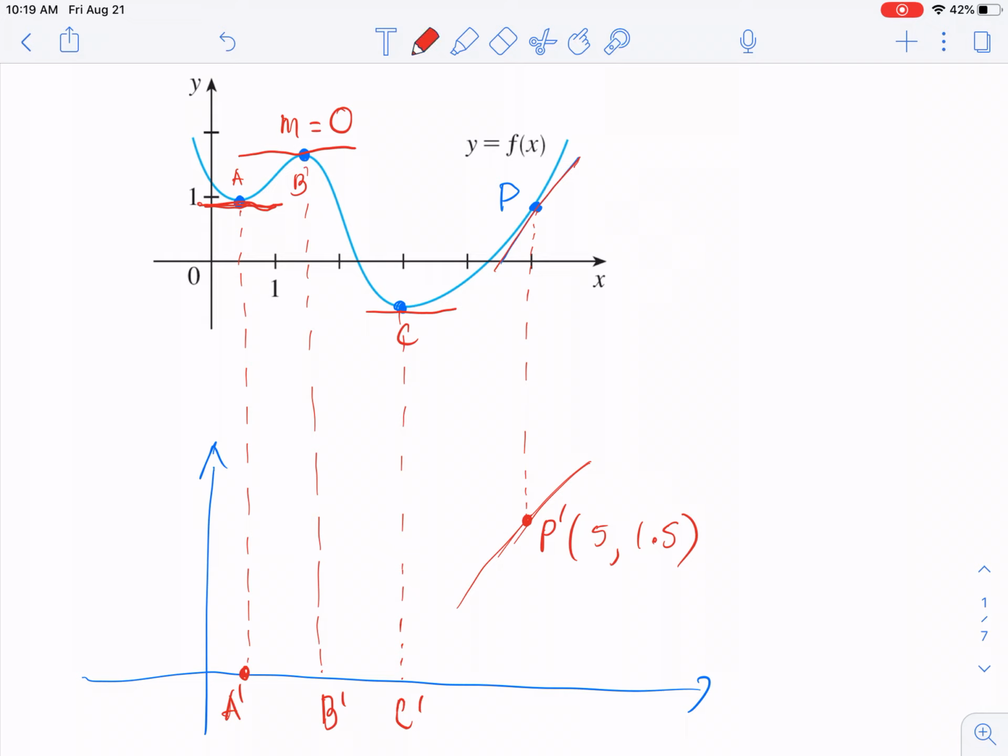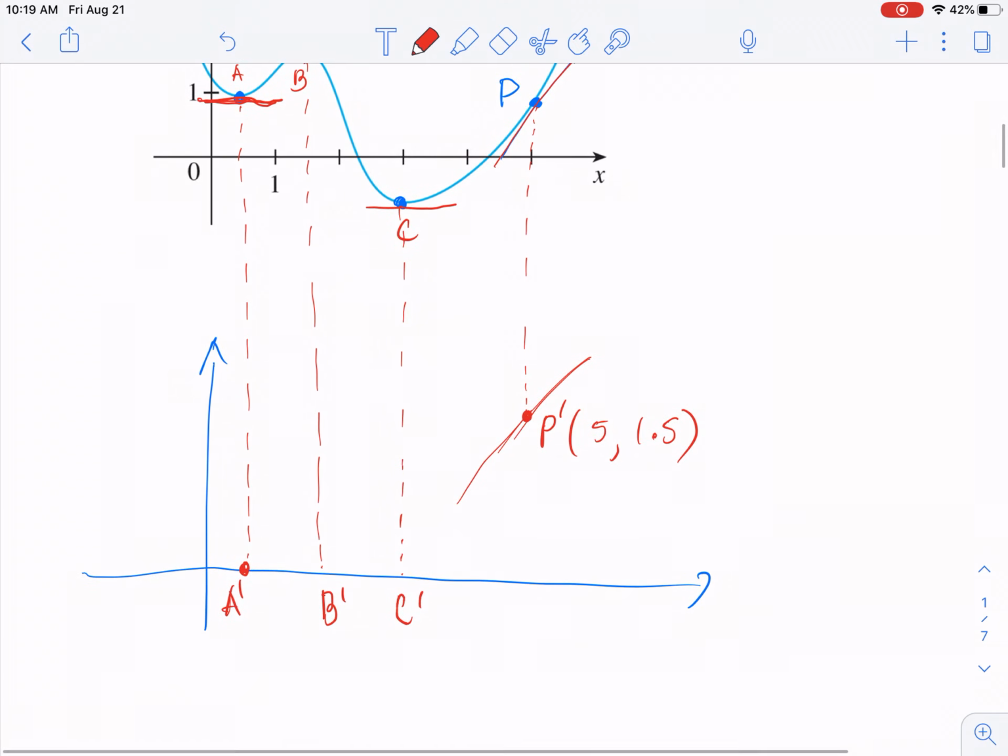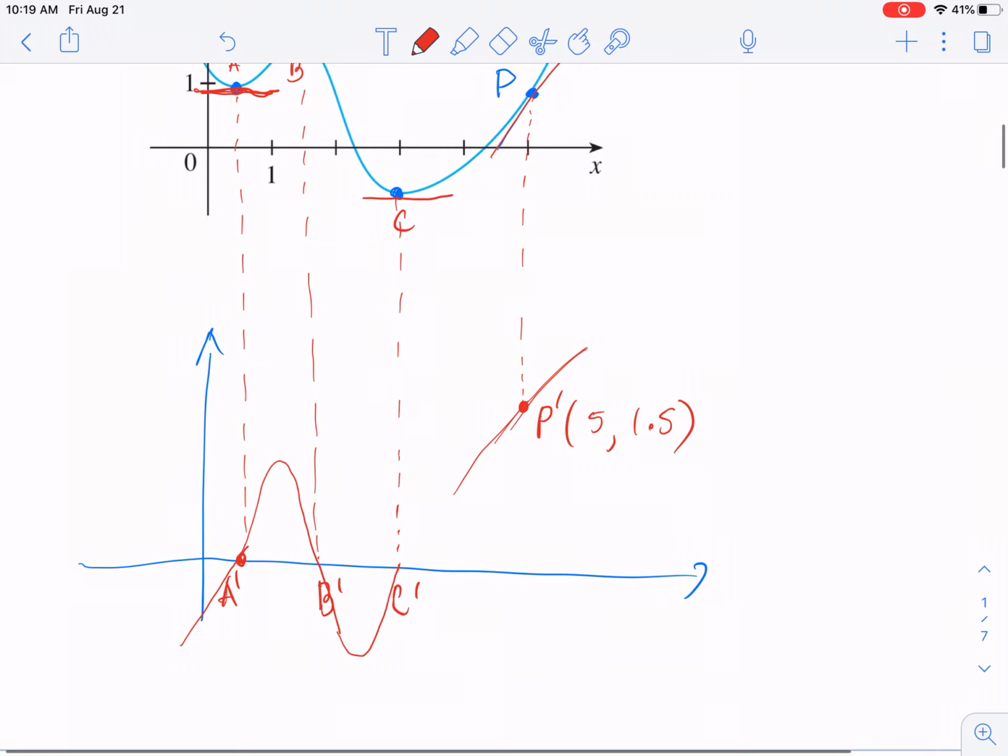All right, so we want to sketch. We cross A, and then it's positive. We cross B. Now from B to C is negative, and we cross C. And there, now we get the graph of f prime.